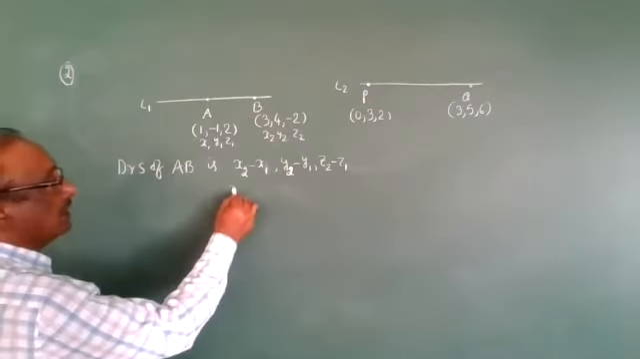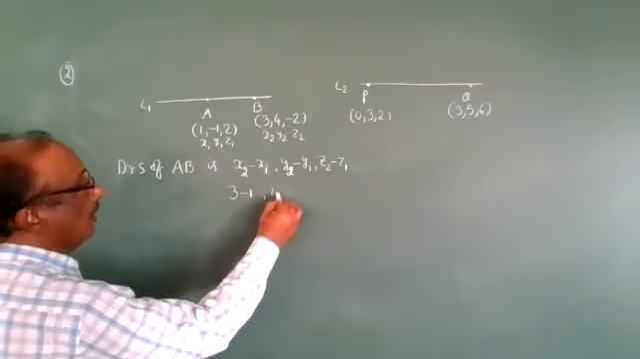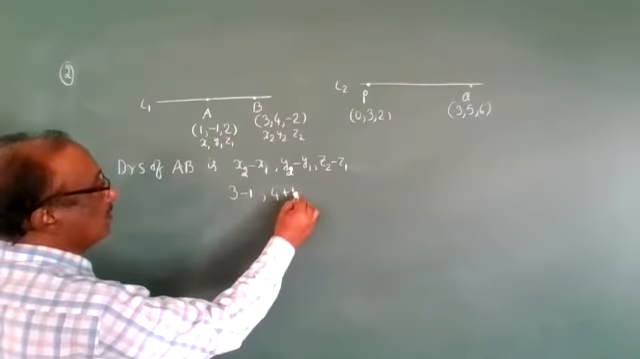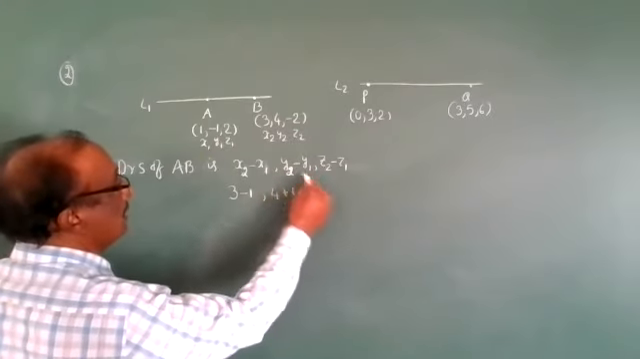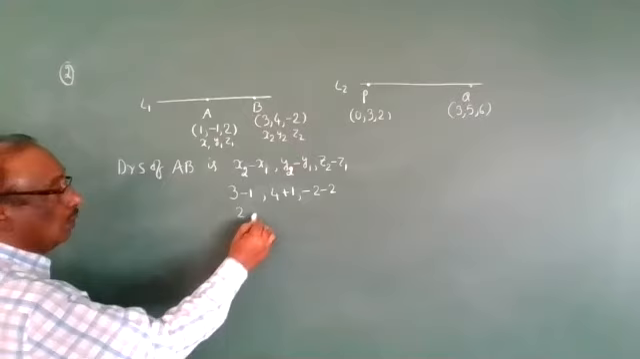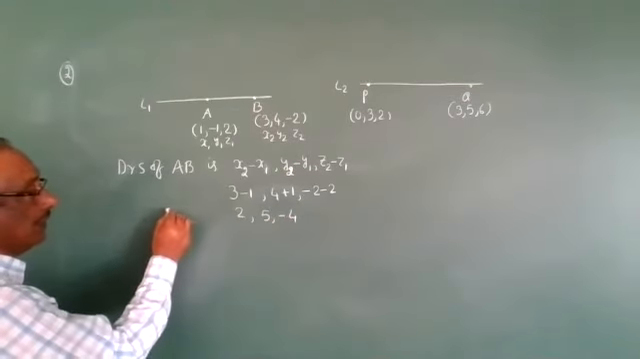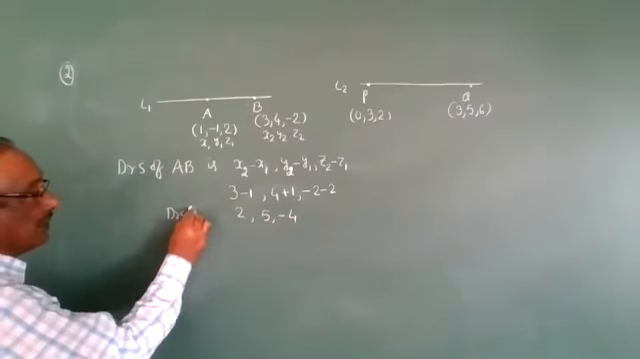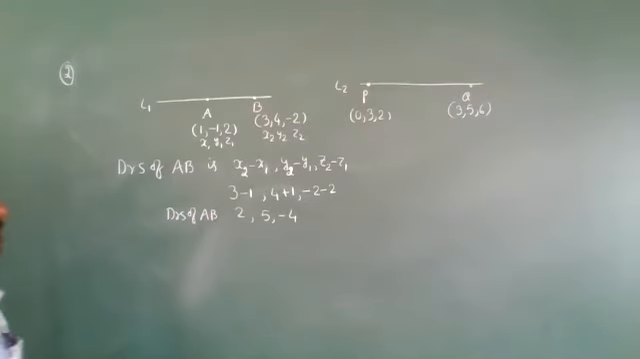Here X2 is 3 minus X1 which is 1, Y2 is 4 minus minus 1 which is plus 1, Z2 is minus 2 minus Z1 which is 2. Here it is 2, 5, minus 4. The DRs of AB is 2, 5, minus 4.